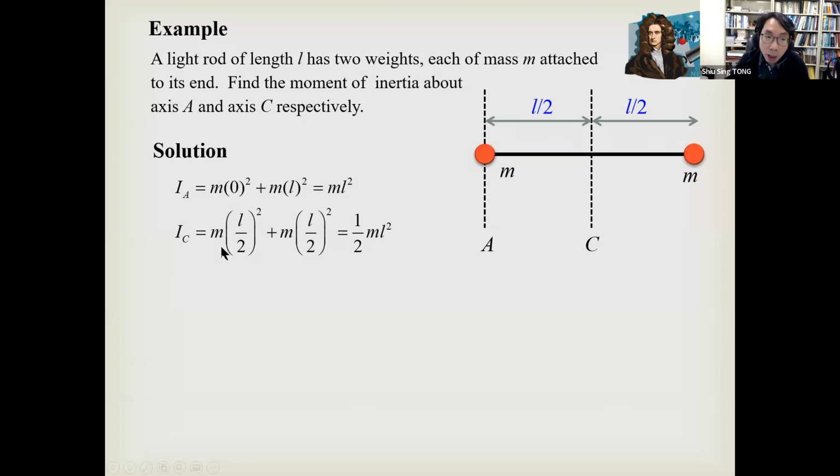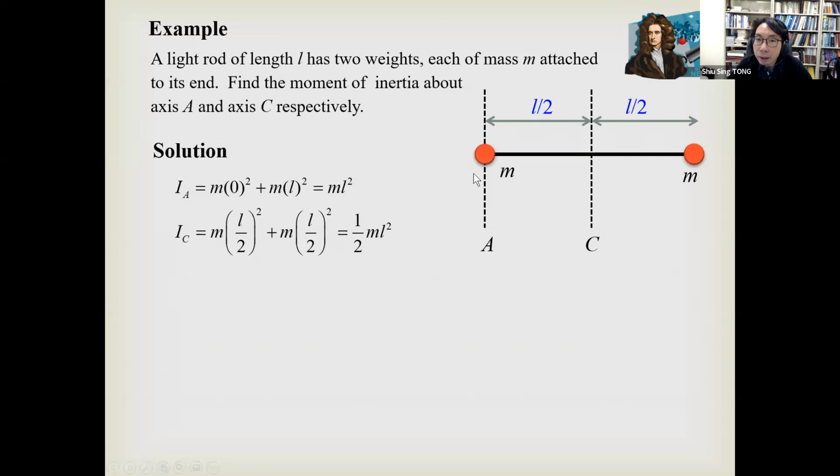Okay. Now how about along the axis C? Now I find IC. About this axis, you can see each of the masses is at a distance L/2 from the axis. So this point mass contributes m multiplied by the square of the distance, (L/2) squared, right? And the other mass also contributes the same amount. So the sum of these two terms will give you half mL squared. Now you can easily see that in this example, IA is larger than IC. Okay, IA is larger than IC.